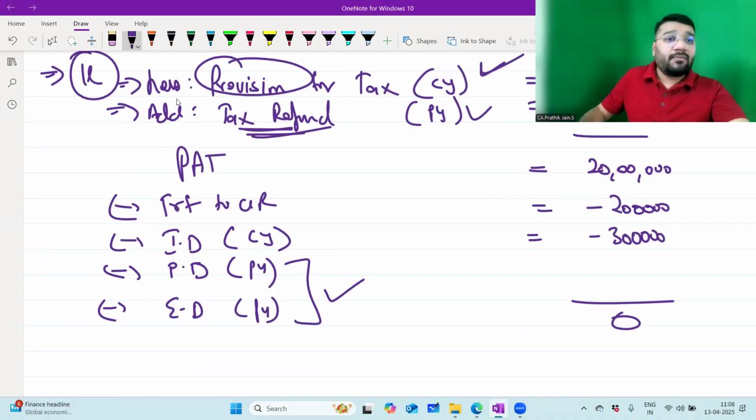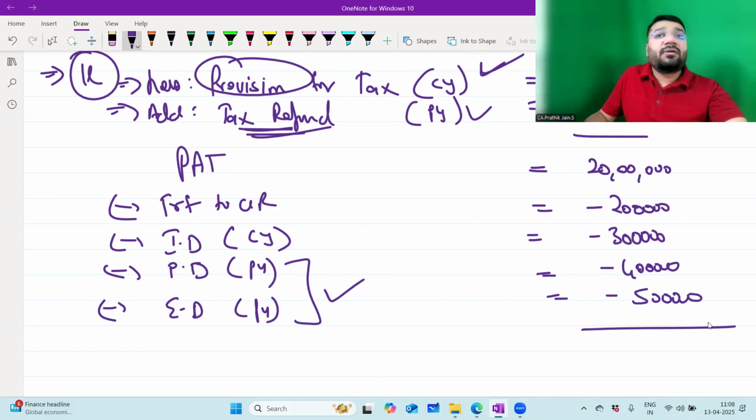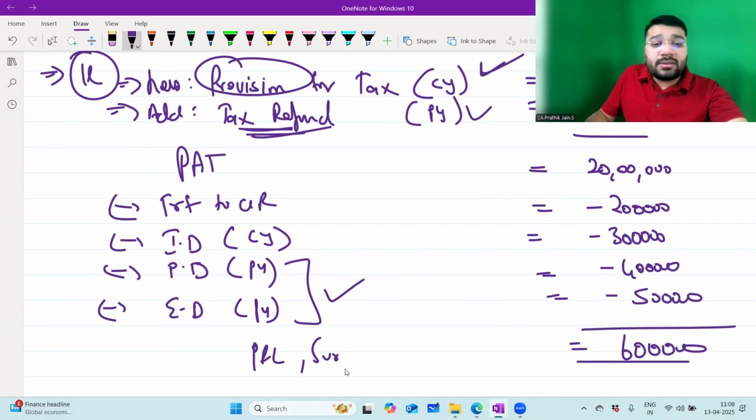Why preference dividend also? Because without approval, we cannot pay that also. So now, preference dividend, let's suppose 4 lakh rupees. And equity dividend is 5 lakh rupees. So all of them put together, how much is their net amount? 5 plus 4 is 9. 9 plus 3 is how much? 12 plus 2 is how much? 14. 20 minus 14 is how much? 6 lakhs.